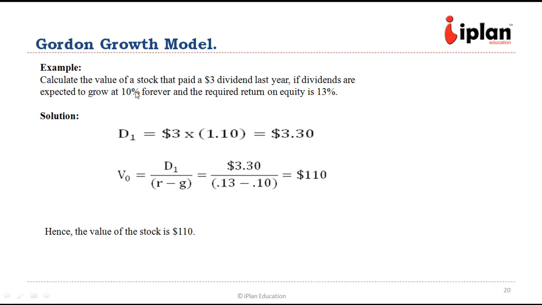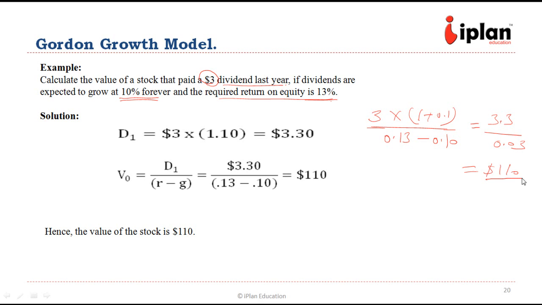Suppose for a stock, dividend was $3 last year, and the dividends are expected to grow at 10% forever. The required rate of return is 13%. So we know last year's dividend was 3. So next year's dividend is going to be 3 into (1 plus g), which is 10%. So 1 plus 0.1. This is D1 divided by (r minus g). r is 13% and g is 10%. So it is going to be 3 into 1.1, which is 3.3, divided by 0.03. So it is equal to $110.